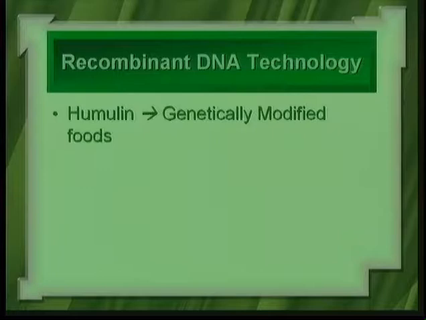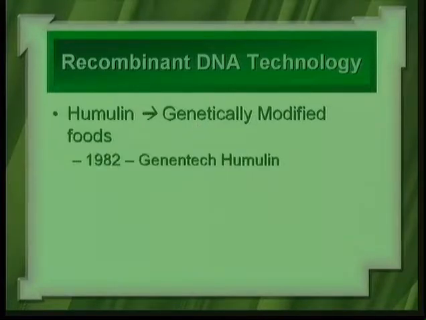Now, what we're going to cover next, we're going to go from humalin, which is human insulin produced artificially, to later we're going to talk about genetically modified foods. All right, so generally from the 1970s into the 1980s, DNA technology advanced and advanced. So then we had this huge company called Genentech. In 1982 it was the first company in the United States to patent a way to produce humalin. Okay, humalin is synthetically produced human insulin.